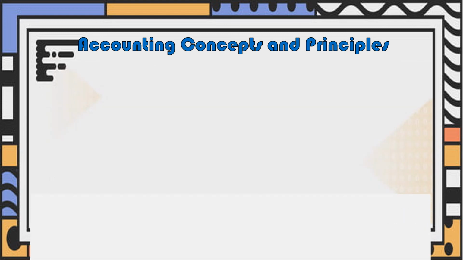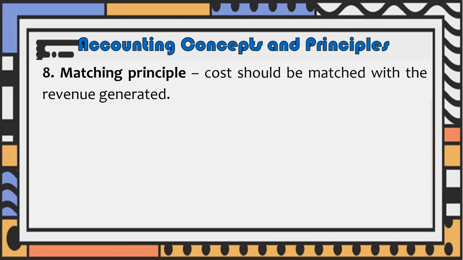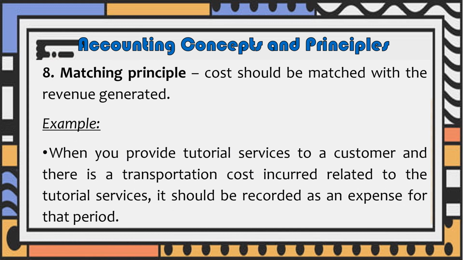Our eighth principle is the matching principle. In this principle, cost should be matched with the revenue generated. It requires that the expenses incurred during a period be recorded in the same period in which the related revenues are earned. For our example, when you provide tutorial services to a customer and there is a transportation cost incurred related to that tutorial services, it should be recorded as an expense for that period.